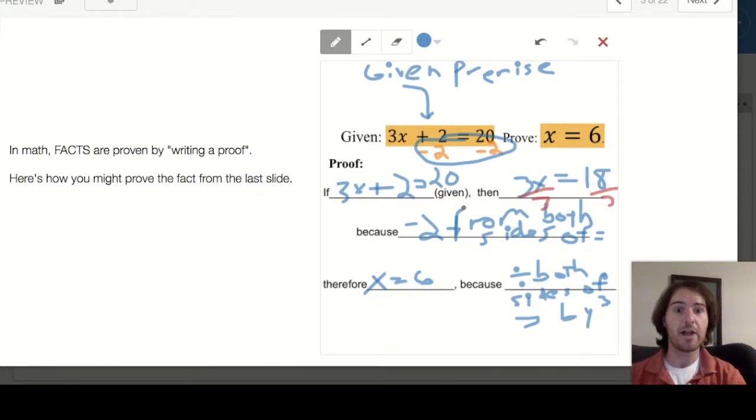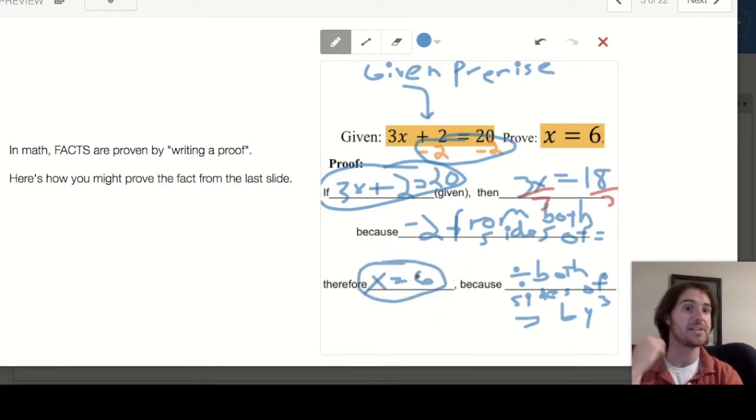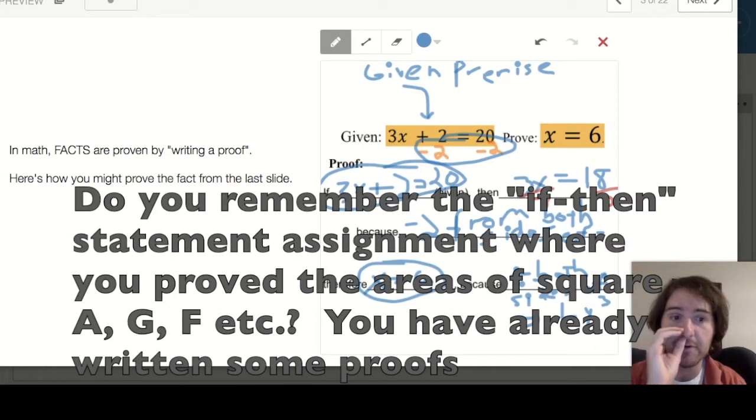So here we've actually proven a fact, right? We've proven a fact that if 3x plus 2 equals 20, then we're going to be able to prove that x equals 6. It will follow from that. So this is an example of a proof. This is our first algebraic proof.